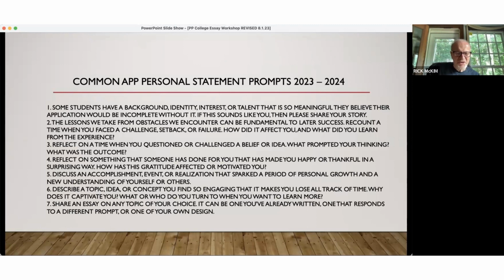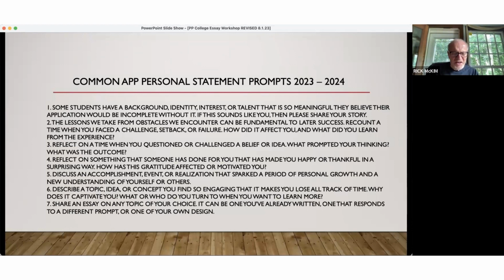You can rest assured that you'll find a prompt that your essay will fit, even if you write your essay independently of even looking at the prompts. Most of the time, once you turn to the list of 7, you'll find that there's one that your essay can easily fit into. Number 5, discuss an accomplishment, event, or realization that sparked a period of personal growth and a new understanding of yourself or others. That's the dramatic turning point type of essay. And number 7, share an essay.